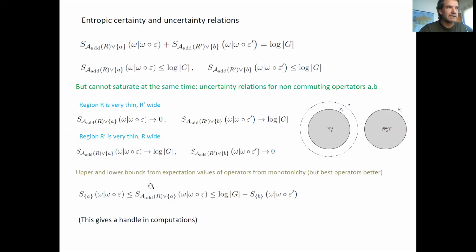This same relation, the entropic certainty relation, you can use it, using monotonicity of relative entropy. If you are interested in this order parameter, you can have a handle on how to compute it by putting lower and upper bounds using this relation.